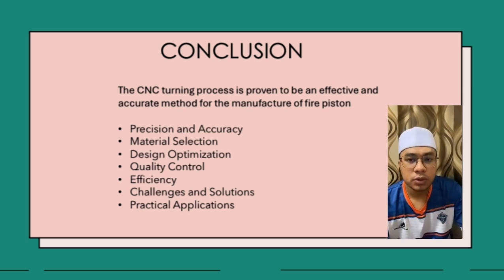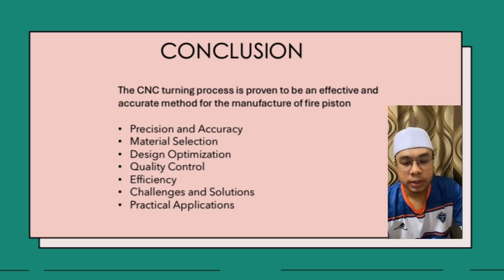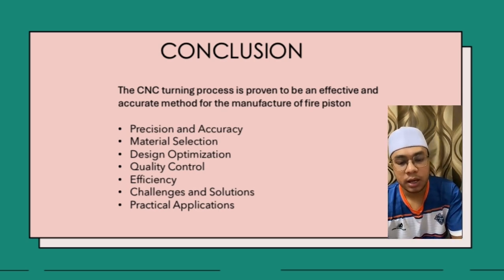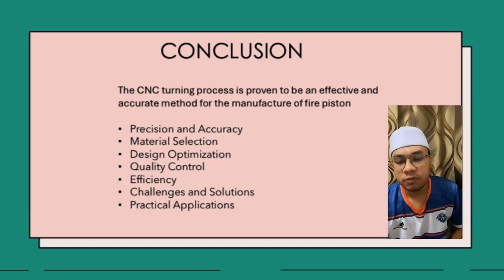Then challenges and solutions. Challenges such as achieving the perfect seal and maintaining consistent compression were addressed through iterative design adjustment and precise machining. Last but not least is practical application. The final product demonstrated reliable performance in igniting tinder, validating the efficiency of using CNC turning for manufacturing a fire piston. Overall, the CNC turning project successfully delivered a high quality fire piston that meets functional requirements and stands up to practical use, showcasing the advantages of modern manufacturing techniques in producing a traditional tool.